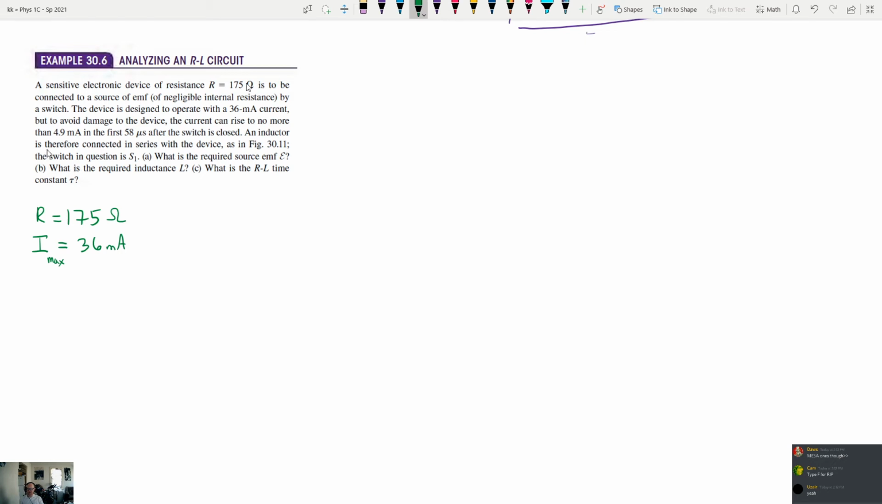An inductor is therefore connected in series with the device. That's kind of interesting. You know that you can't have the current spike too much within this time period, so you just add an inductor. It's kind of clever. As in figure 30.11.